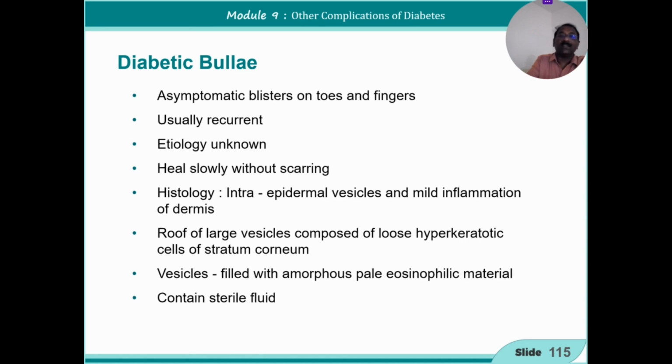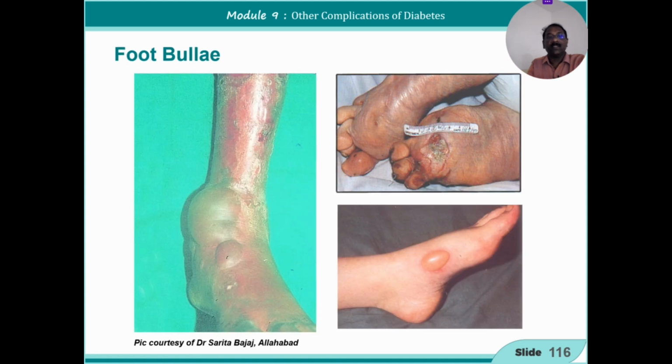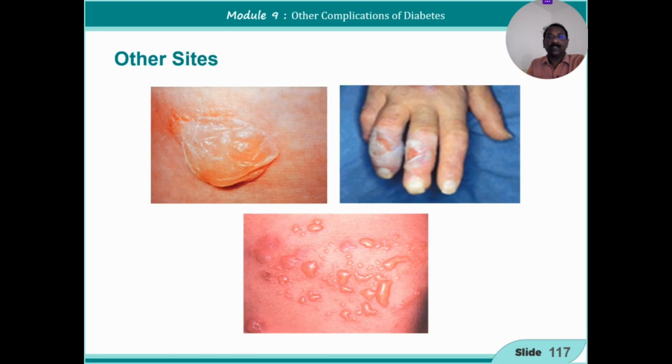Bullae are asymptomatic, recurrent blisters on the toes and fingers. Etiology is not known. They heal slowly without scarring. Histology shows intraepidermal vesicles and mild inflammation, with large vesicles composed of loose hyperkeratotic cells of the stratum corneum, filled with amorphous pale eosinophilic material. They contain sterile fluid. See, these are the bullae, foot bullae. So these are other sites.